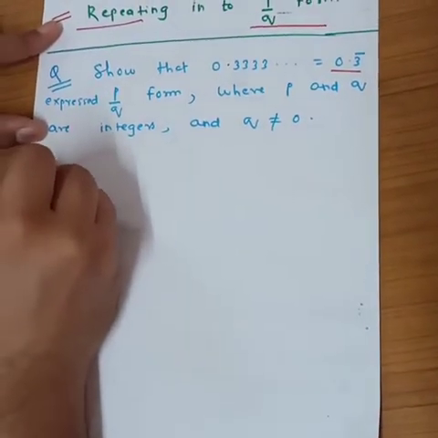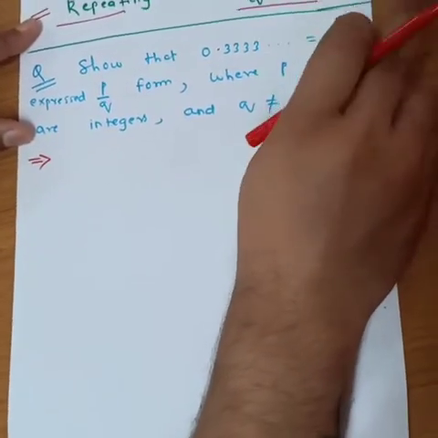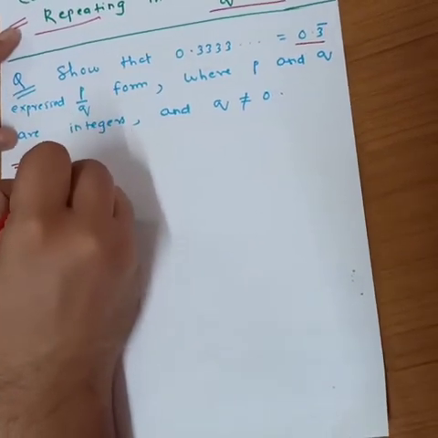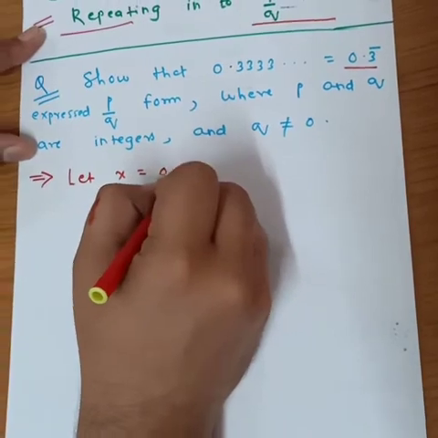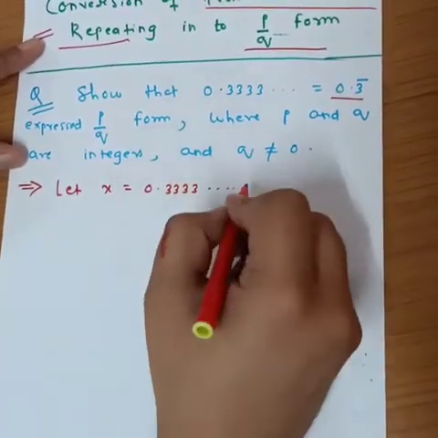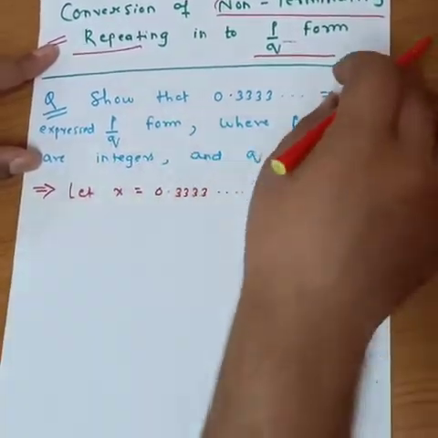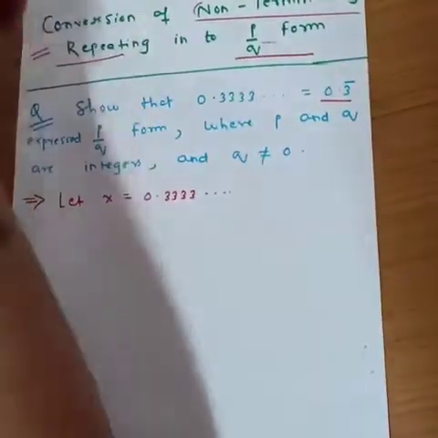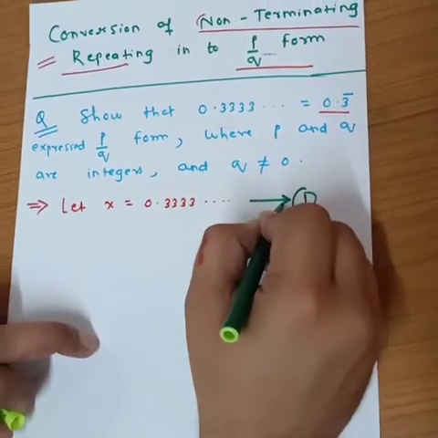So what we have to do first of all? The number given is 0.3333, that is 0.3 bar. So let x equal 0.3333. We have assumed x equals the number given, and we name it equation number 1.